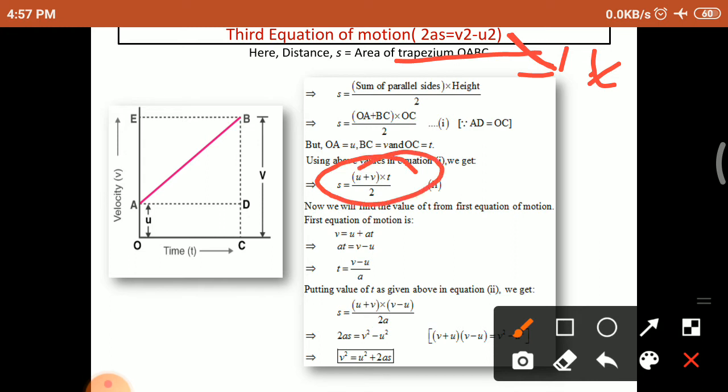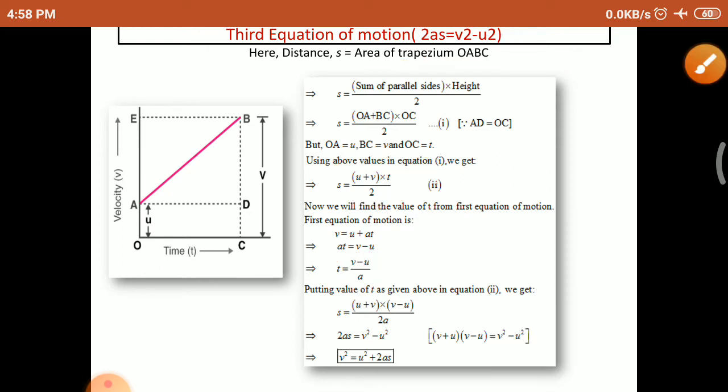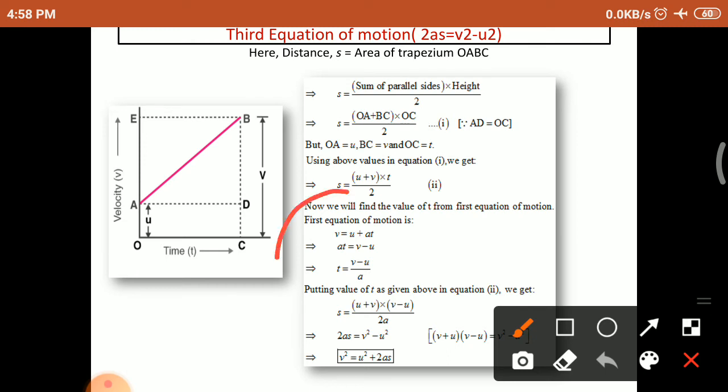You have to take the first equation of motion, v equal to u plus at. So at equal to v minus u, t equal to v minus u by a. Instead of t, you have to substitute the t value here. If you substitute the t value, s equal to u plus v, instead of t we substitute v minus u by a, so here 2a.